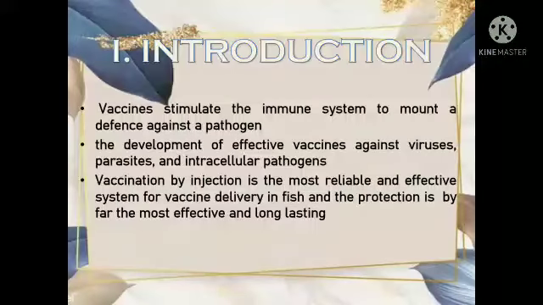Introduction. Vaccines stimulate the immune system to mount a defense against a pathogen. The development of effective vaccines against viruses, parasites, and intracellular pathogens. Vaccination by injection is the most reliable and effective system for vaccine delivery in fish, and the protection is by far the most effective and long-lasting.